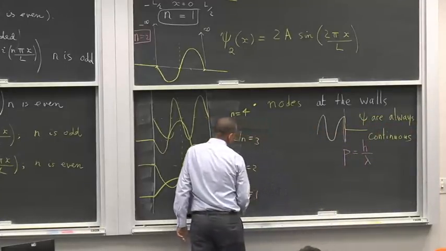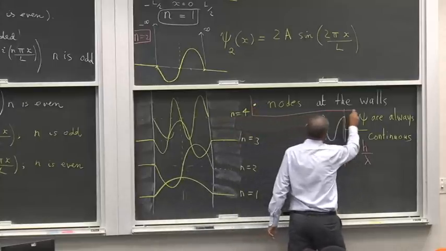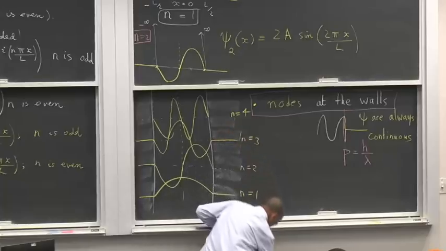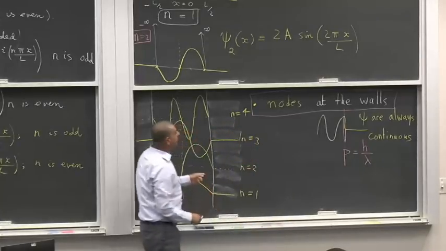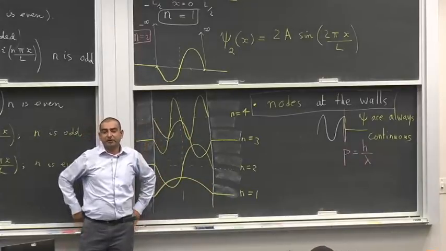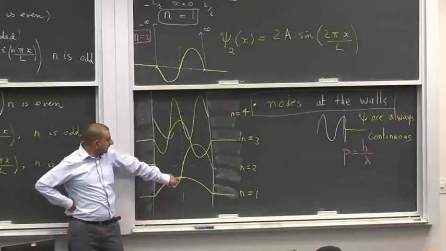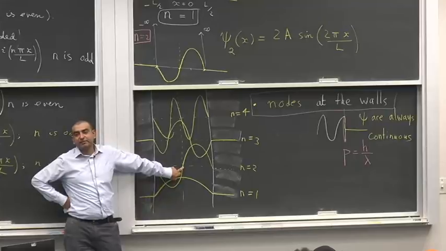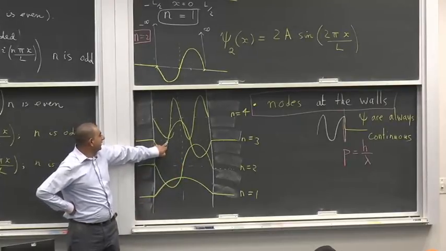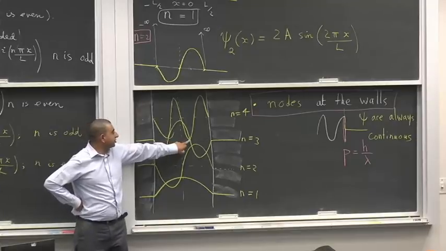The second observation that you make is that even though there are nodes at the walls, there could be additional nodes in the wave function. For example, at n equals 2, there is a node at the center. For n equals 3, there are additional nodes. There are 2 additional nodes.